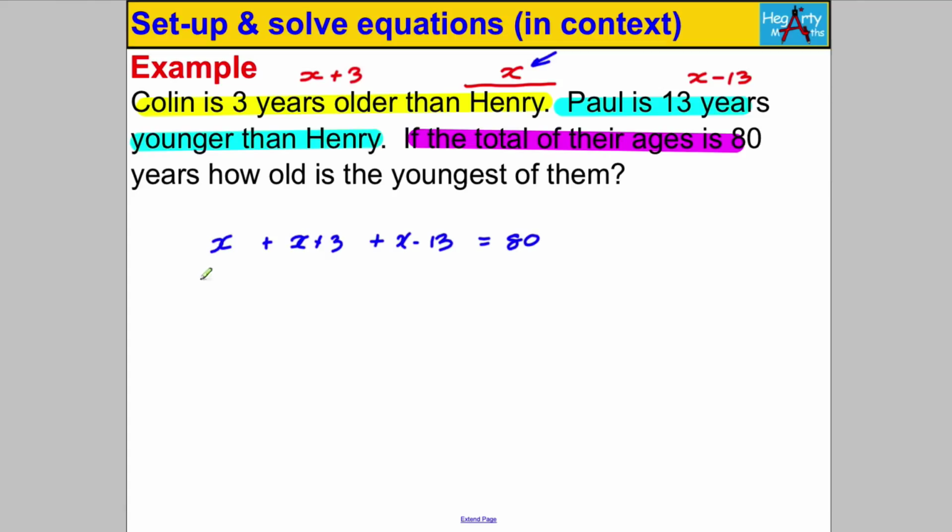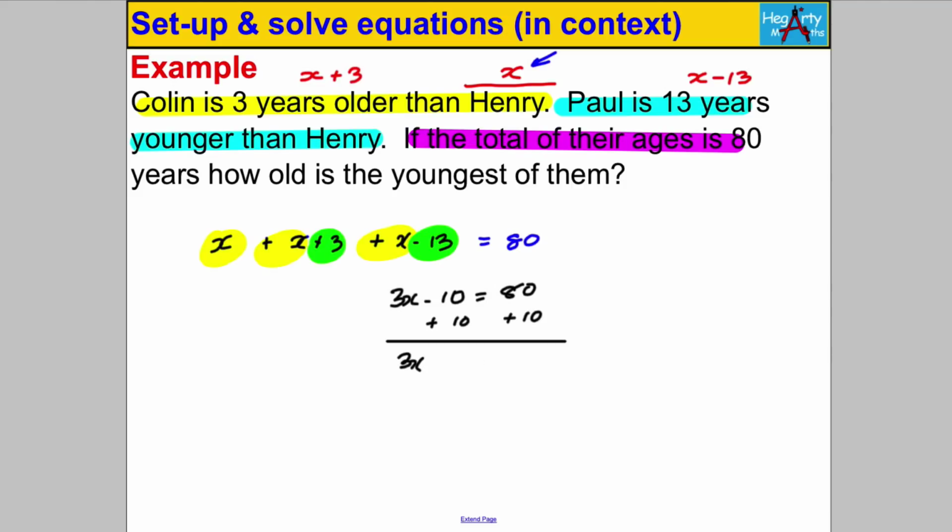Collecting like terms, we have x, add another x is 3x. And we have positive 3, take away 13 is negative 10. So what would we have? We'd have that 3x subtract 10 is equal to 80. We'd undo that subtract 10 by adding 10 to both sides, and we get ourselves that 3x is therefore 90, and we divide both sides by 3, and we'd get ourselves that x is therefore 30.